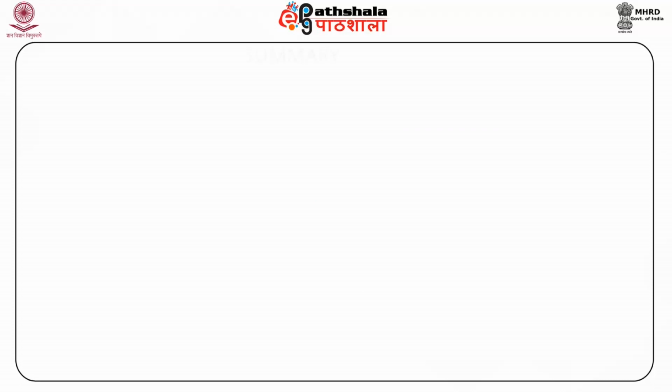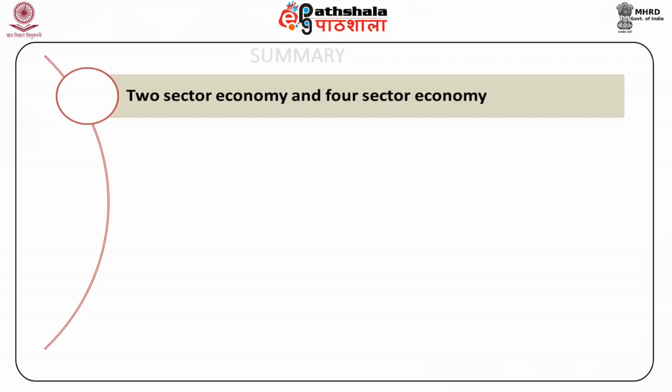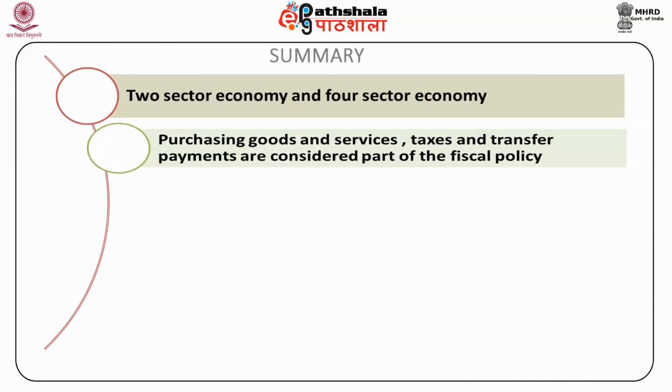Through this module, we have learnt that in a two-sector economy, only households and firms are considered for calculating the equilibrium income, while in the four-sector economy, government and external sector are also included. Government activities of purchasing goods and services, levying taxes and providing transfer payments to households such as unemployment allowance, subsidies, etc. are considered part of the fiscal policy of the government.